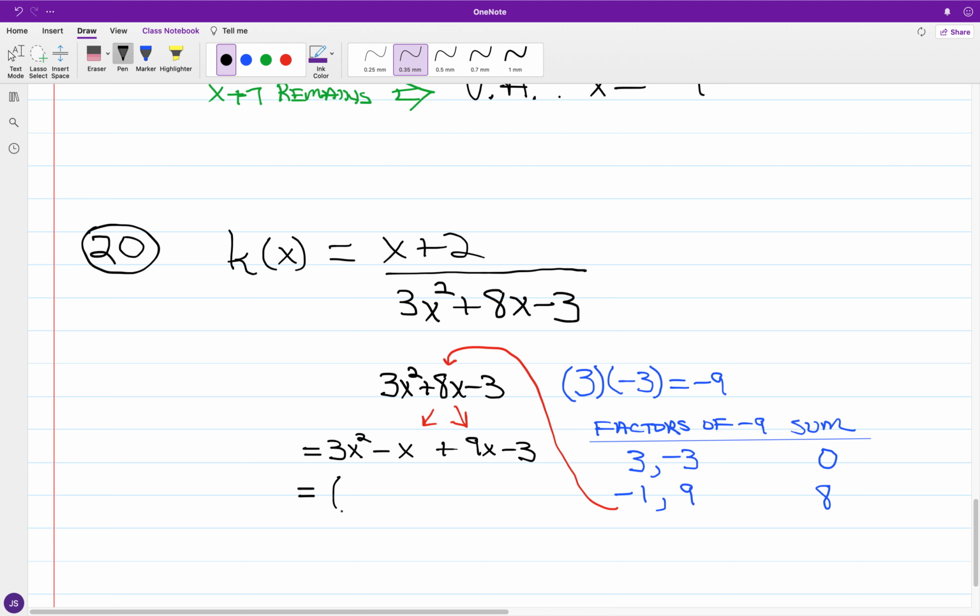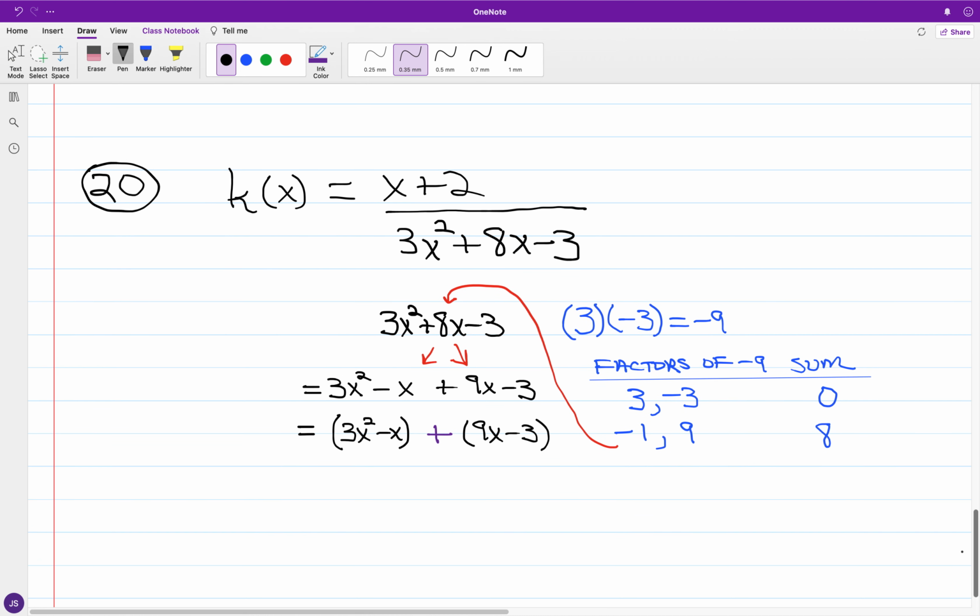And looking at grouping, you have 3x squared minus x at the front. And we have addition in the middle. And just go ahead and put parentheses around 9x minus 3. Notice there's no change in the signs. Now looking at drawing out the greatest common factors, for 3x squared minus x, the greatest common factor is going to be x. And this is going to be x times the quantity of 3x minus 1.